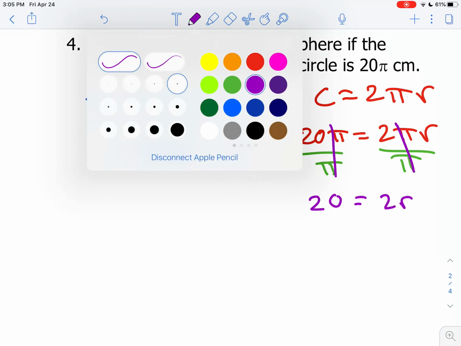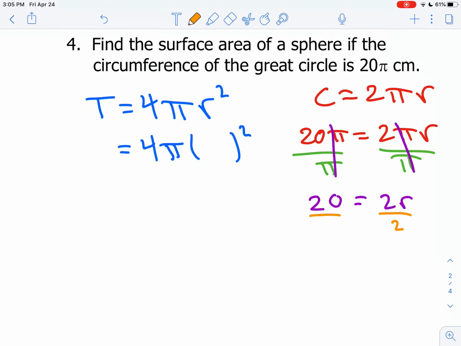And now it looks pretty easy. Let's divide by 2, divided by 2. Let's go black. Bada boom, bada boom. So 20 divided by 2 is 10. And so now I can put that 10 right there. 10 squared, 100 times 4.